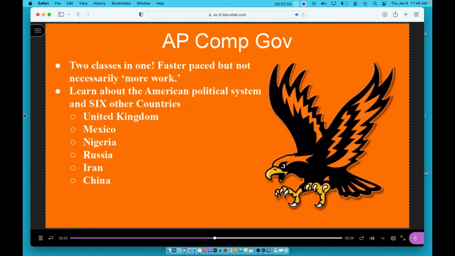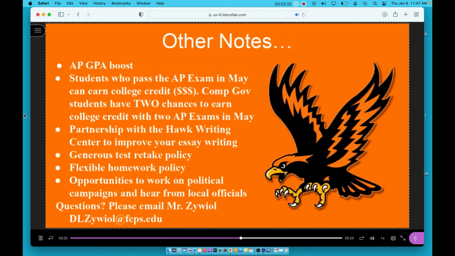It's faster paced, but it's not necessarily double the work. That's always a common misconception between the 2 courses. So we cram in all that stuff in one semester, and then we learn about these 6 other countries, very unique and different from each other and from the United States. The United Kingdom, Mexico, Nigeria, Russia, Iran, and China are covered in the second semester. So if you're really trying to challenge yourself and you really love history and all that kind of good stuff, Comparative Government is definitely the place to be.